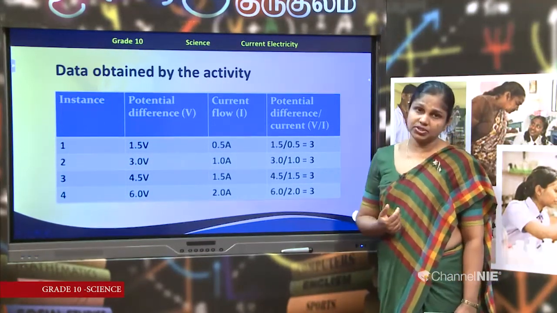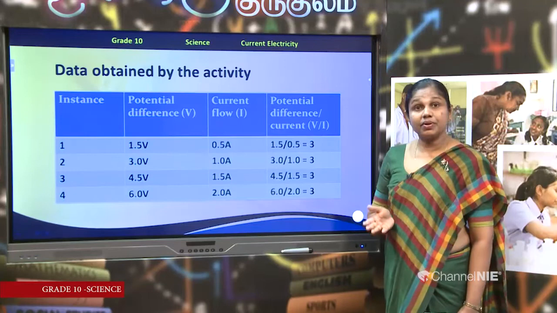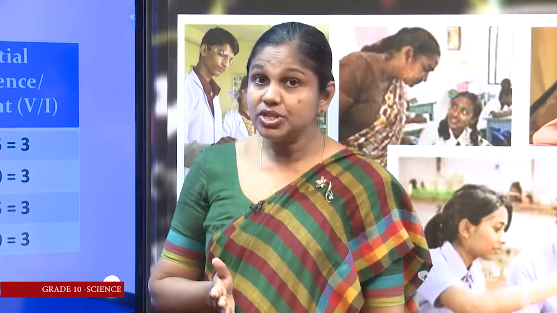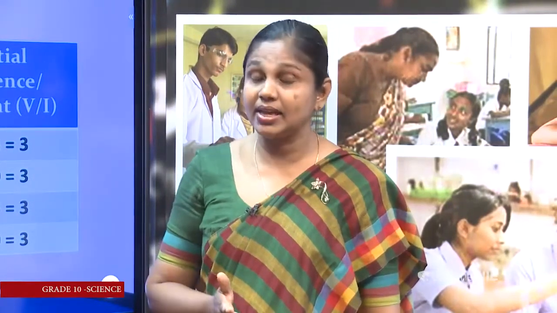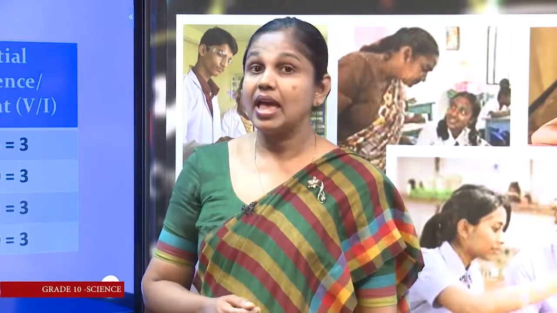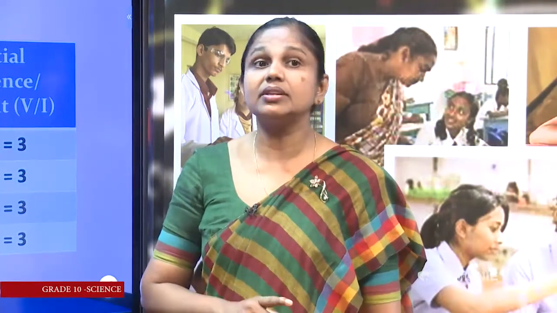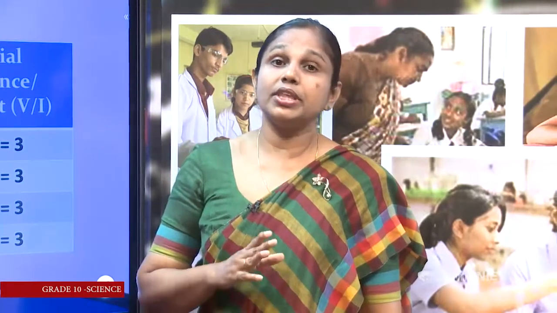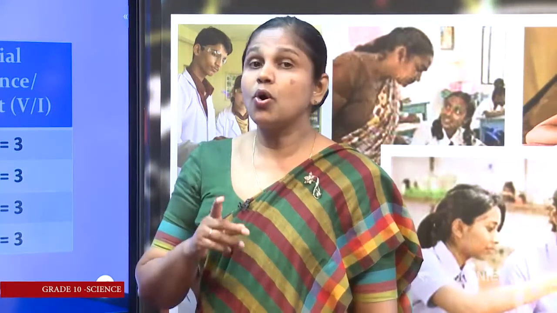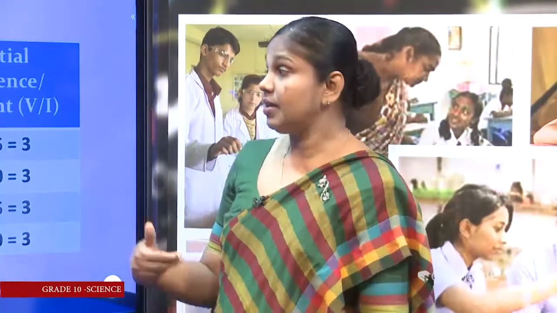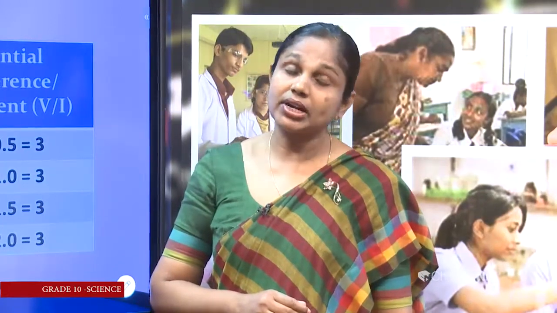Why does this come, children? George Simon Ohm found that this ratio between potential difference and the current flow, that means the ratio between V and I, is always a constant, and this constant value is equal to the resistance of the nichrome coil or the resistance of the conductor. That means V over I is a constant. This constant value is equal to the resistance of the conductor.